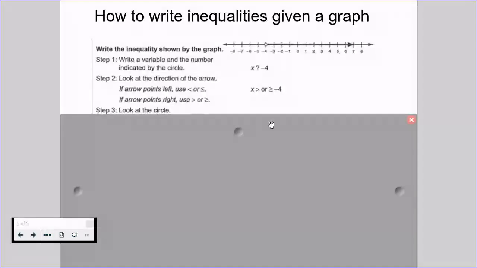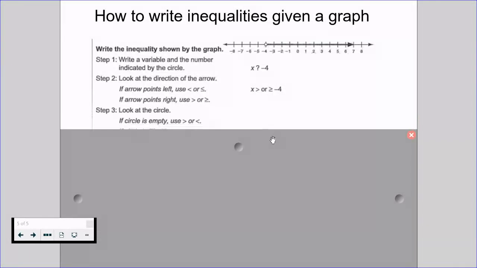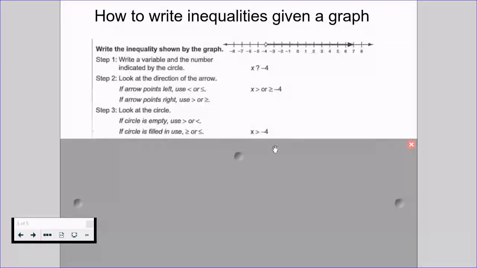But now we need to decide if it's an open circle or a closed circle to determine if it's a greater than or equal to. If it's empty, we're going to be using the greater or less. If it's filled in, it's going to be the greater than or equal to or the less than or equal to. Therefore, this -4 is open. It's not shaded in, which means it's going to be a greater than symbol. So our final answer would be x is greater than -4.